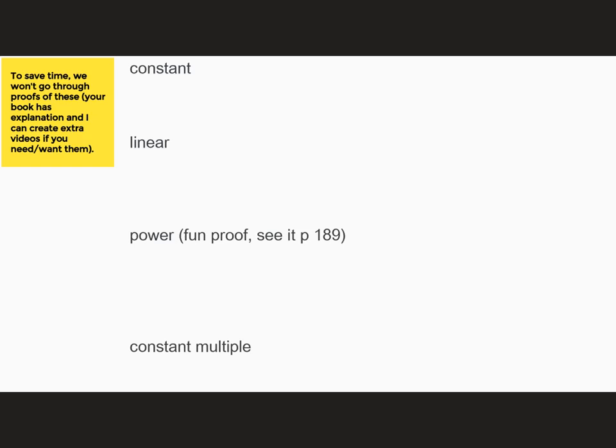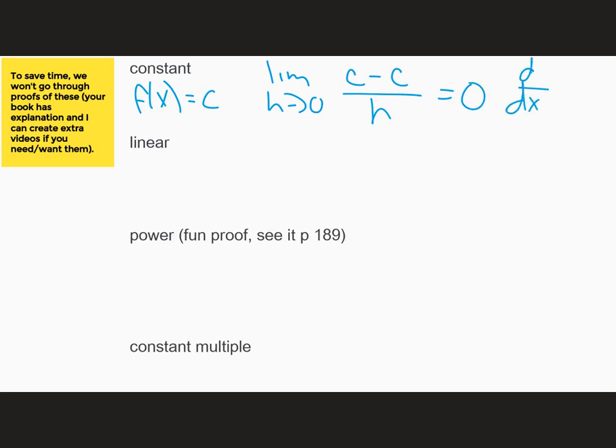So, for example, for a constant, let's pretend f of x is c. It's going to be the limit as h goes to 0 of f of x plus h, which is c, minus f of x, which is c, all over h. So that's going to be 0. So the derivative of a constant is 0. Here c is some real number.